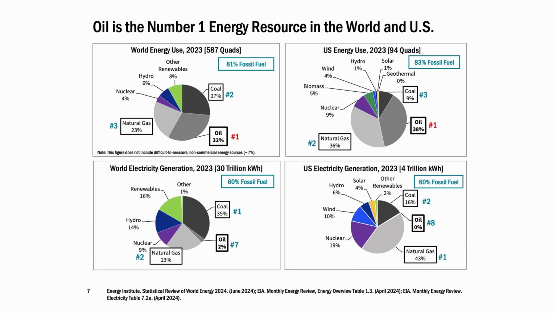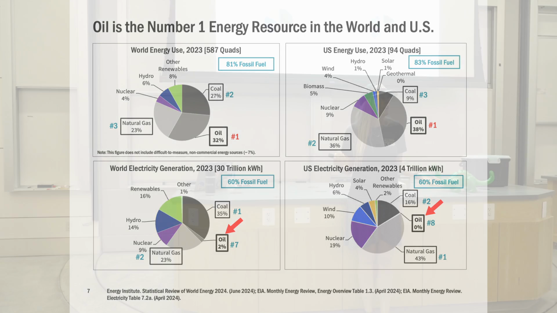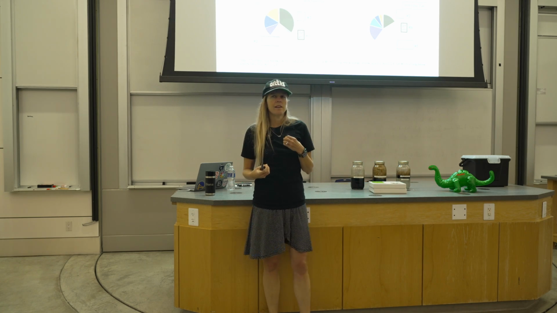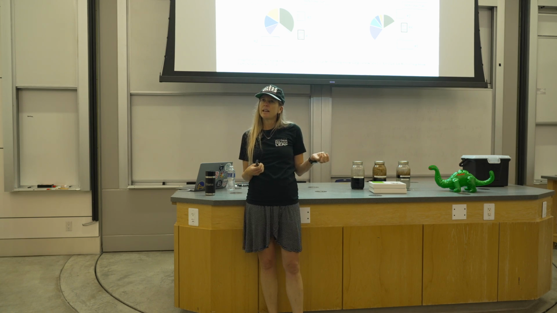So let's start with our big picture charts. You guys have seen this before. Just to remind you that oil is the #1 energy resource in the world today. So if we're looking at our snapshot for our energy use, it's #1. It's not used a ton in electricity. Because it's so valuable as a transportation fuel and there's other options in a lot of cases for electricity, we don't use it much for the electricity.